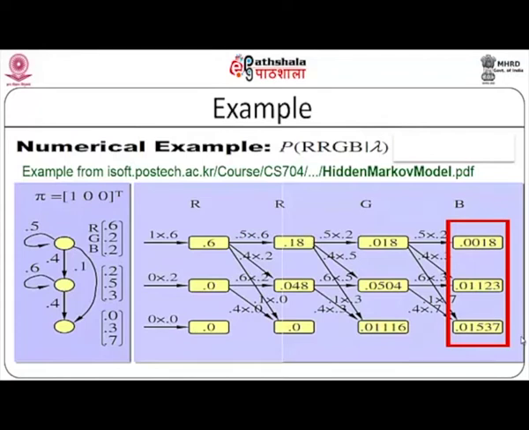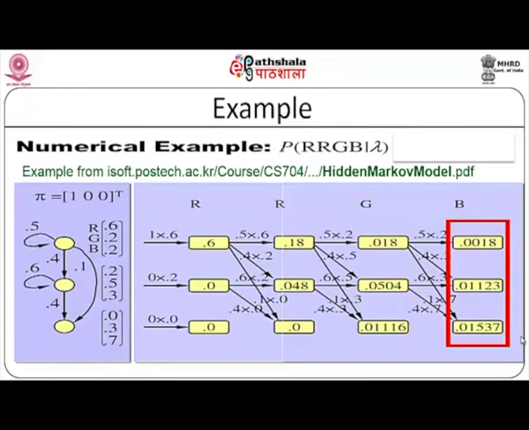Now, from the first state, you have got a state, the first state, and you have got an R, that is, you have got red. So, from 1 to 1 the probability is 0.5 and the probability of emitting R is 0.6. From 1 to 2 the probability is 0.4 and the probability of emitting red is 0.2. From 1 to 3 the probability is 0.1 and the probability of emitting red is 0. So, with that you calculate.